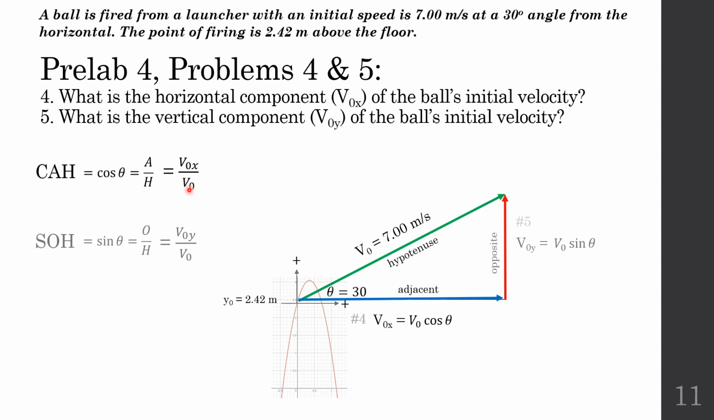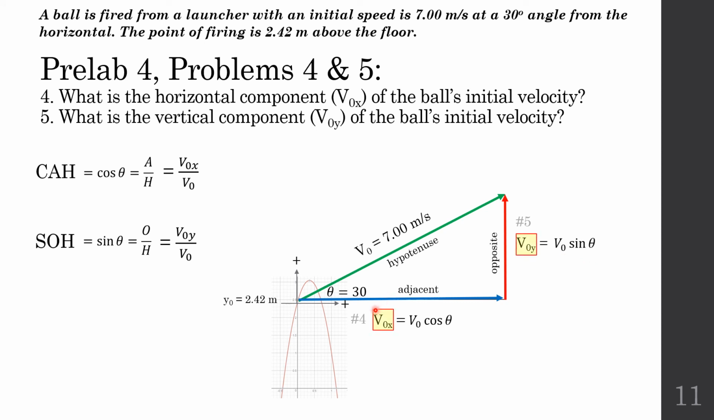The other part is the VOY part, so the sine part. We know that sine of theta is equal to the opposite over the hypotenuse, and we established that the opposite side is VOY and the hypotenuse is VO. So in order to solve for VOY, we multiply both sides by VO, and we're left with this equation here. So VOY is equal to VO sine of theta.